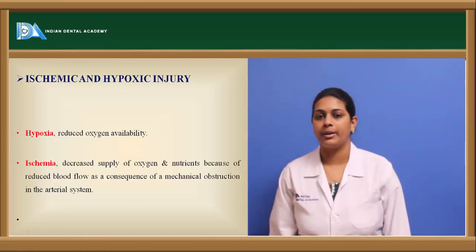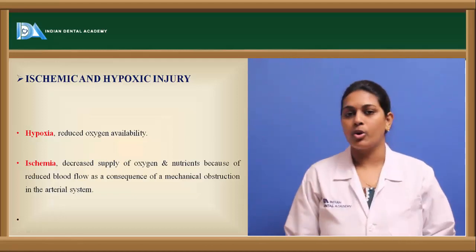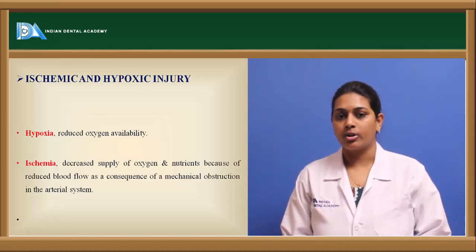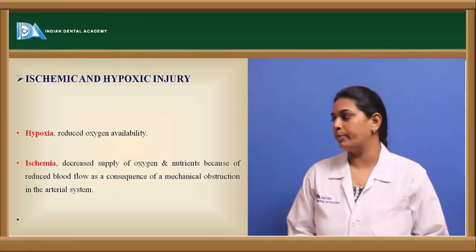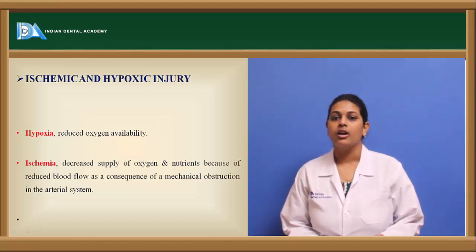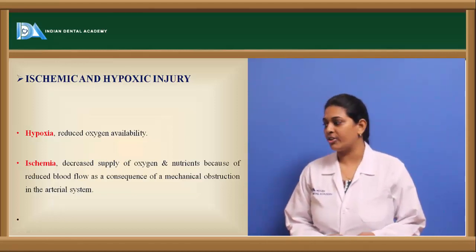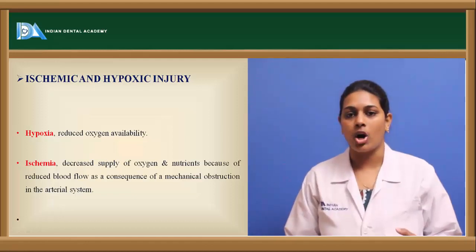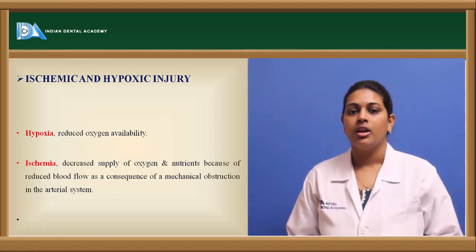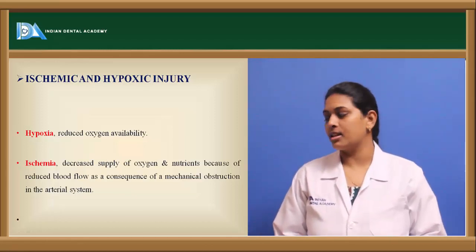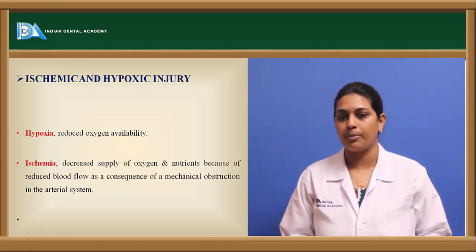Coming to ischemic and hypoxic injury, it is one of the most important and most critical types of injury, which could even lead to the death of a human being. Starting with hypoxic injury: hypoxia is a term which refers to reduced oxygen availability in the body. That is, there is a decrease in the oxygen tension, or a decrease in the oxygen flowing along the blood flow in the body. This condition is known as hypoxia.